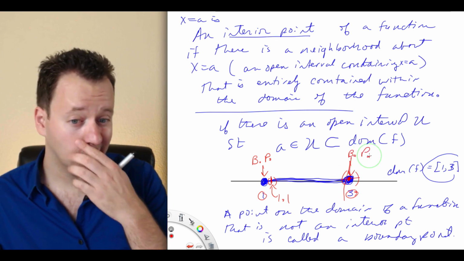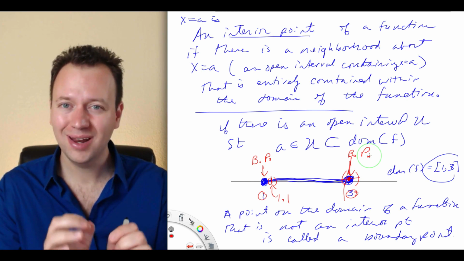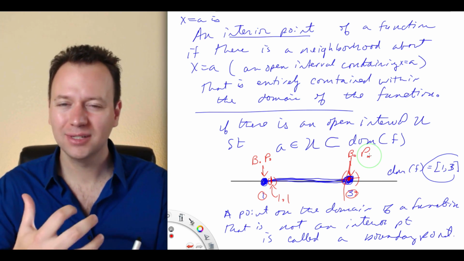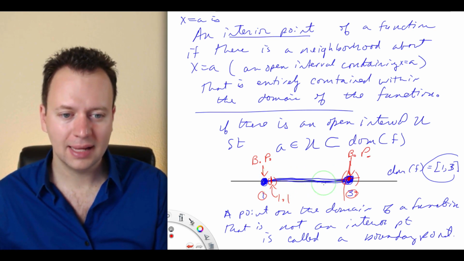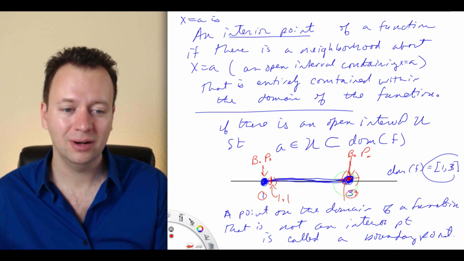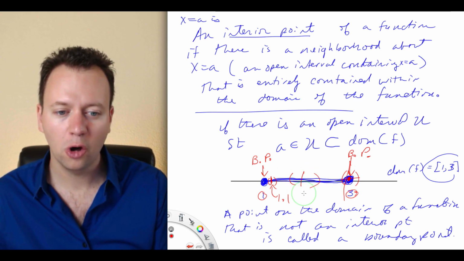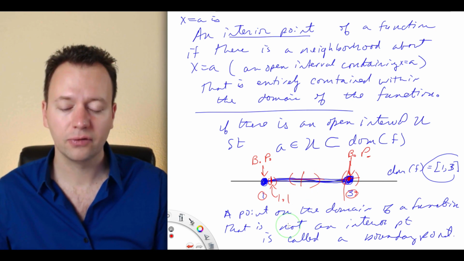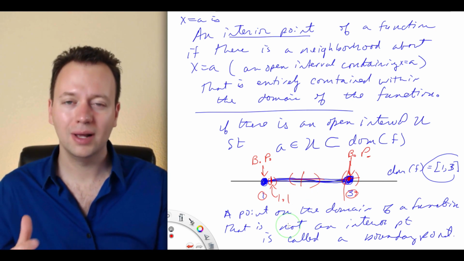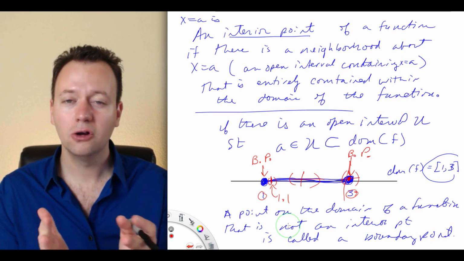And again, that's because any open interval that contains the point x equals 1 has to have something outside of the domain. Whereas that statement's not true for any point between 1 and 3, exclusive of 1 and 3 themselves. Any point like this, I can put an open interval around it, and that open interval is within the domain of the function f. So basically, for the interior points, if you move a little bit to the left or a little bit to the right, you're still in the domain.